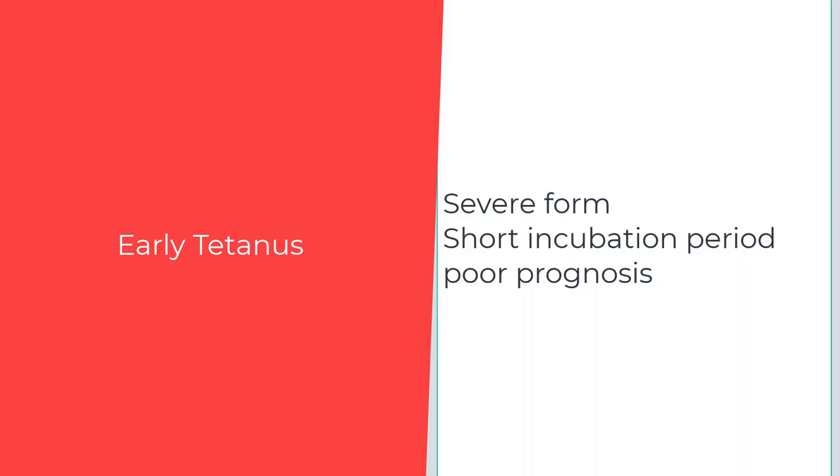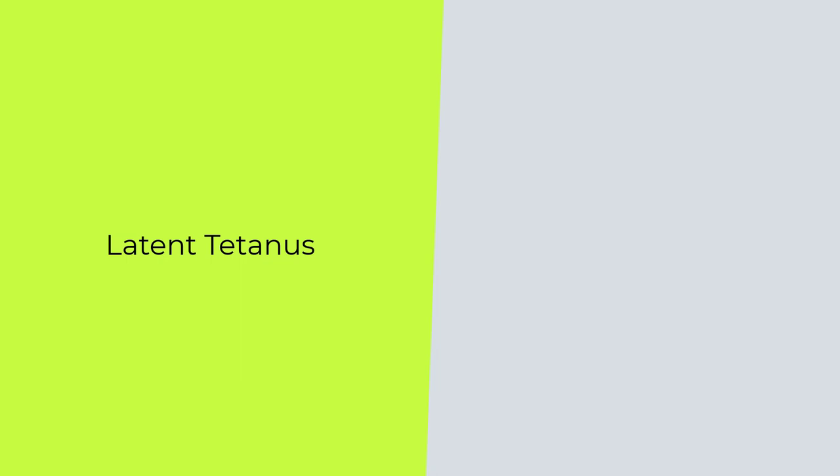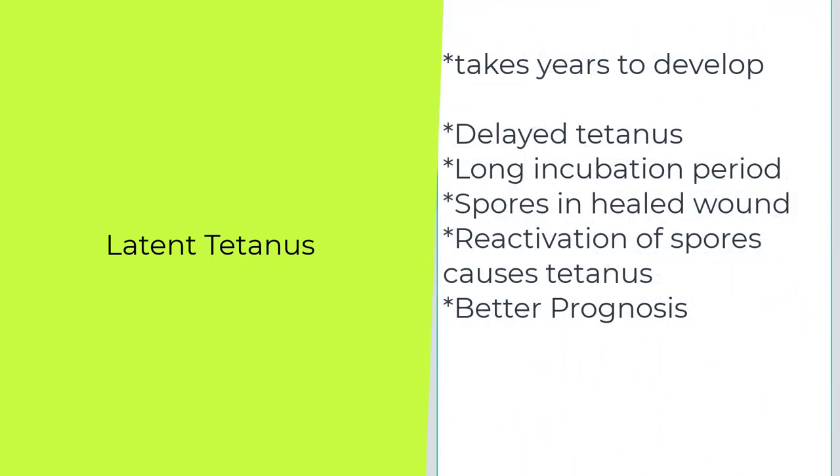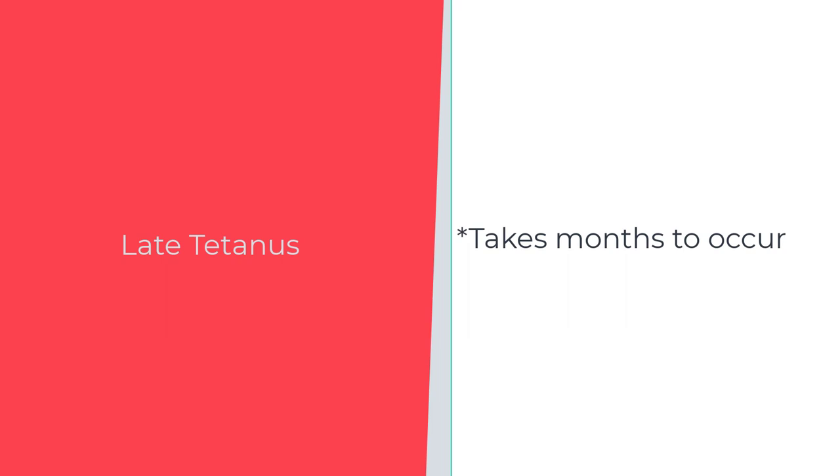Early tetanus is a severe form with a short incubation period. The signs and symptoms appear quite early, due to which it has a poor prognosis. Latent tetanus, often called delayed tetanus. The patient has a wound which is healed and forgotten about. And opposite to early tetanus, it has a long incubation period, maybe even years, and after which, under favorable condition, the spores release bacteria and cause tetanus. It carries better prognosis than early tetanus. Late tetanus is different from the latent tetanus, in which the disease develops many months after injury.